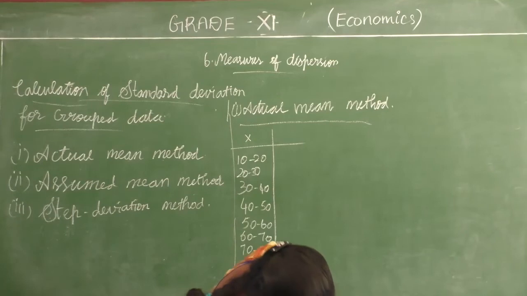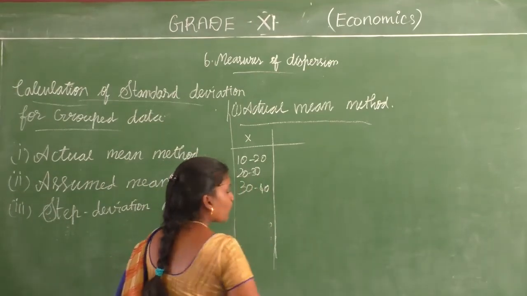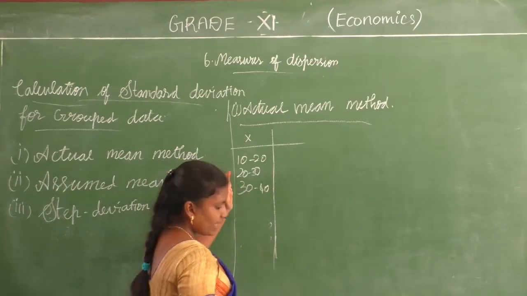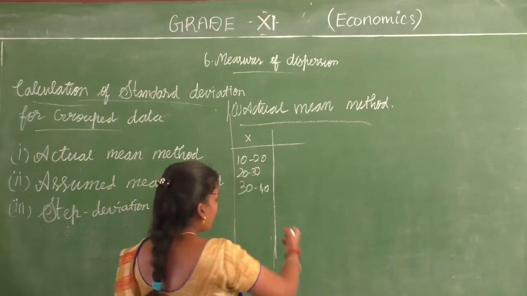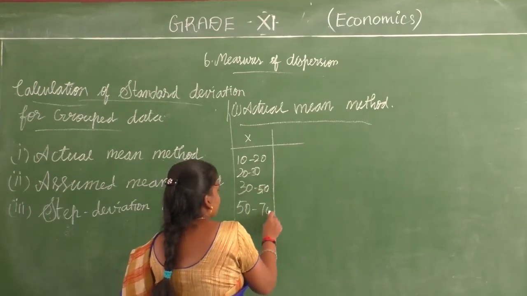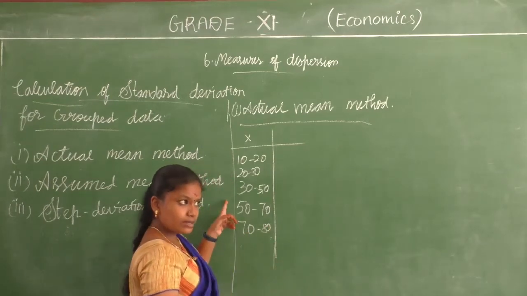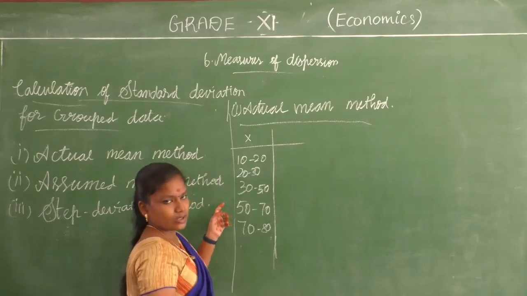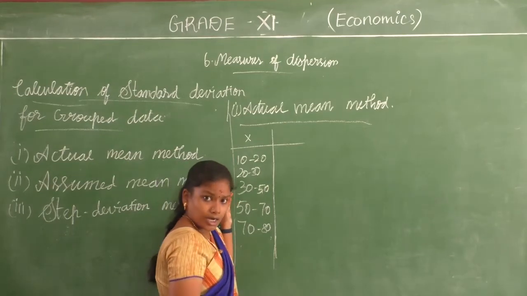We have an unequal class limit also. Why am I doing the example sum? Because it will be easy for you to compare and understand it, then go on to the next level of doing your own problems. So 30 to 50, 50 to 70. Is it equal size or unequal size class limit? Yes, it is unequal, because here the class limit is 10 and here it becomes 20.